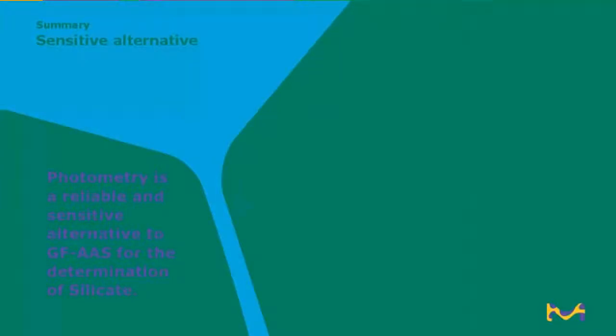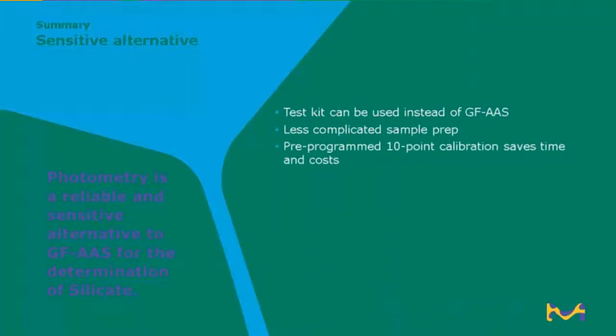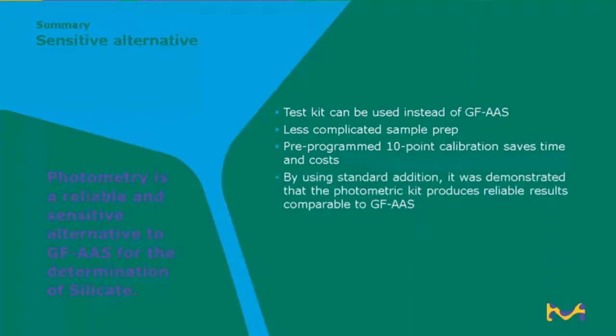So, in summary, photometry is a reliable and sensitive alternative to GFAAS. A test kit can be used instead of graphite furnace. It's less complicated sample prep than you would have for a graphite furnace. A pre-programmed 10-point calibration saves time and cost, but by using standard addition, it's demonstrated that the photometric kit produces reliable and accurate results.